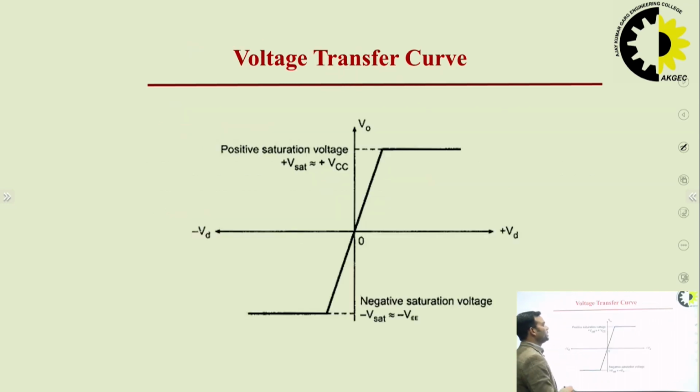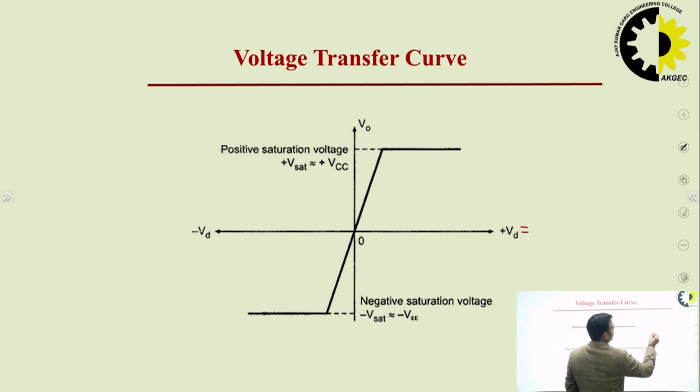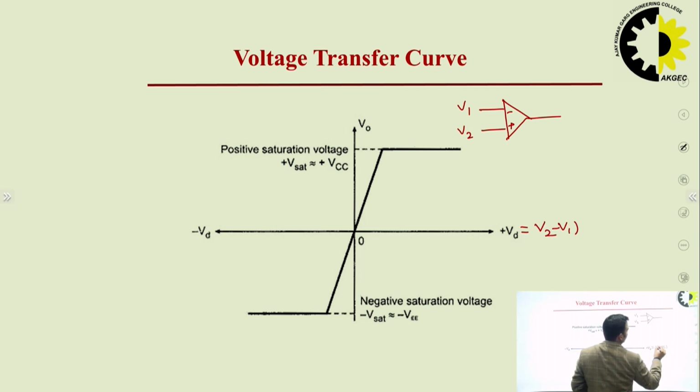This is the voltage transfer curve. That means if we apply input, then how does the output vary? Let us see. Here, this is VD. VD is the difference of the two inputs. If I consider this is minus, plus, let us consider this is V1, this is V2. VD will be equal to V2 minus V1.